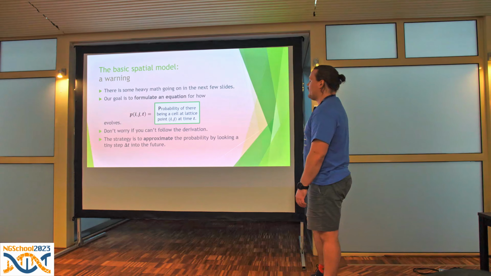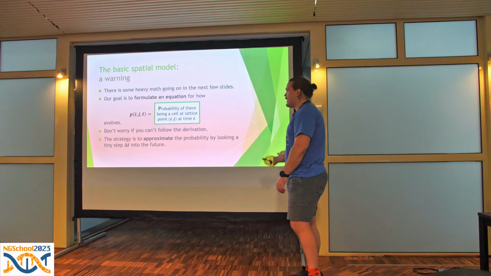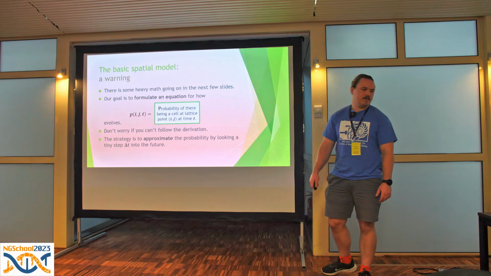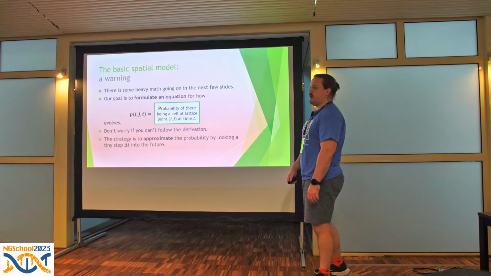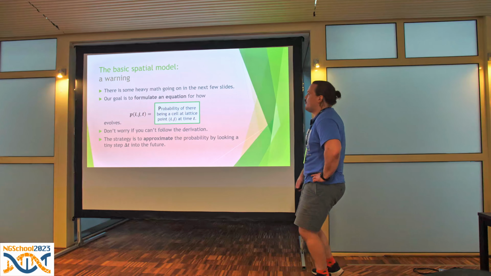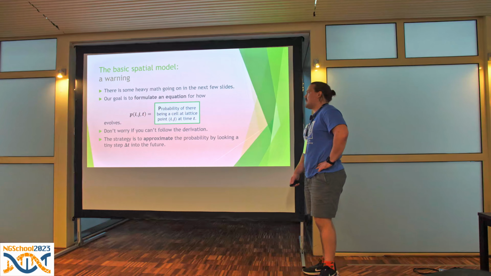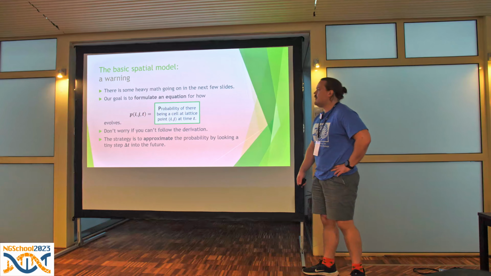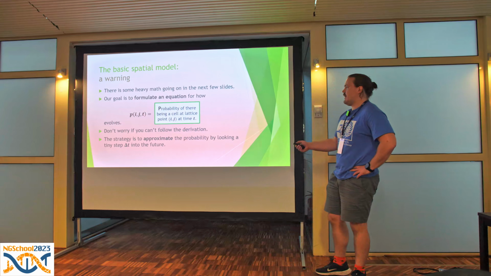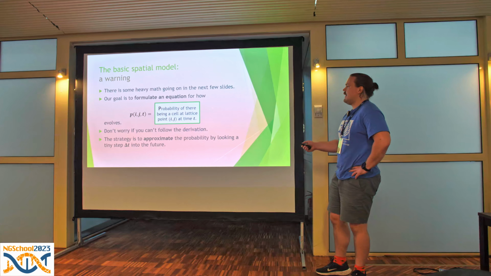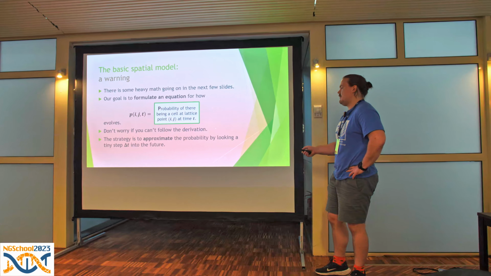And yeah, this is a warning slide. It has a red background, which is the danger color in nature, because there will be some pretty heavy mathematics on the next few slides. But our goal is basically to formulate an equation for how this thing evolves: the probability of there being a cell at lattice point ij at time t.